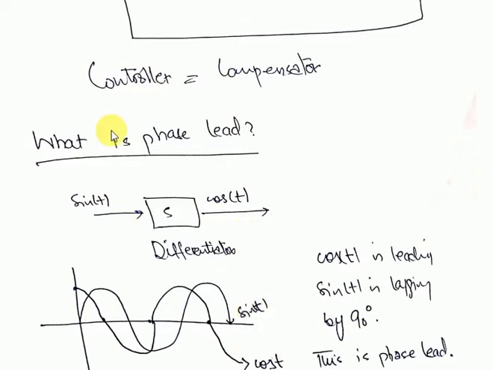Similarly, what will be phase lag? Phase lag: if we are giving the cos input and after differentiating, or if there is any signal like sine t at the output, so if that output is lagging behind the input signal, then this is how we say whether this is a lead compensator or a lag compensator.